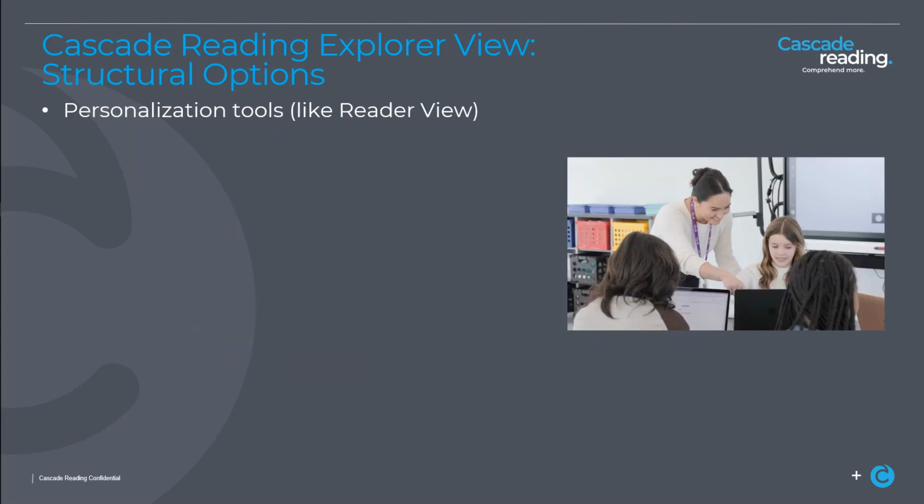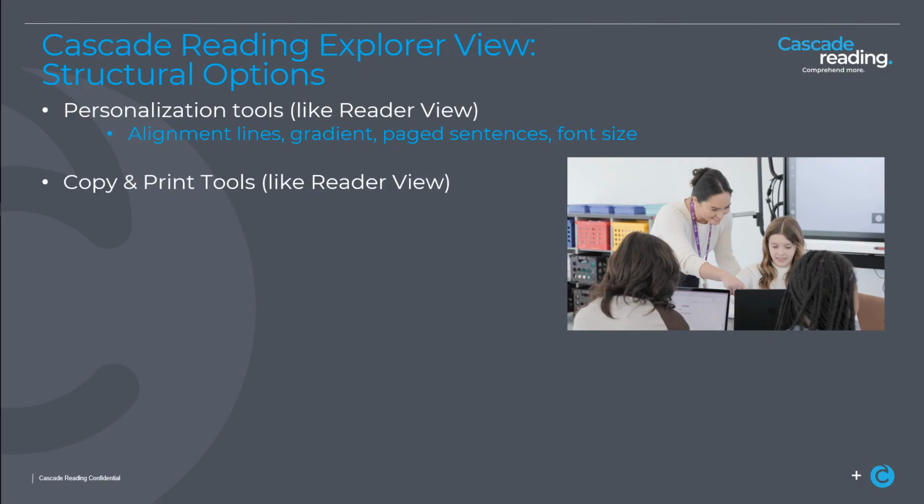There are personalization tools similar to what you see in the reader view. For example, you can choose to have alignment lines or to not have alignment lines, to set them on a gradient and grayscale, to have sentences displayed in individual pages, and to change the font size. There are also copy and print tools just like the reader view. So say that you want to export as a PDF so that your students can read passages for their assignments, but have all of these highlights in there to help them read. That's perfectly doable. And we also have tools like clause colorization.